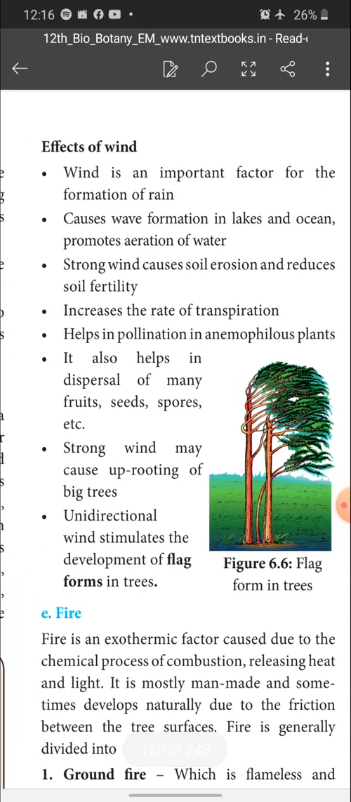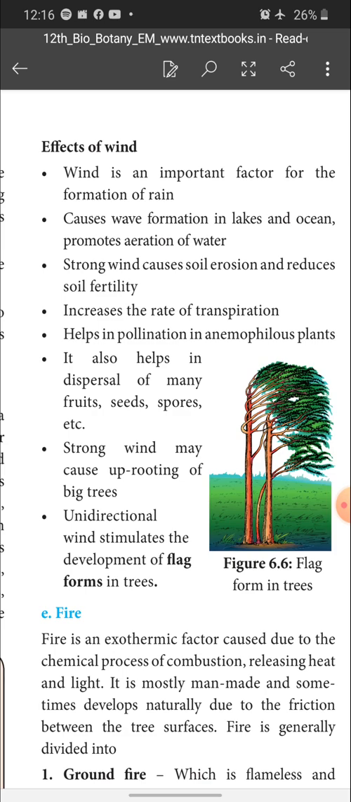Next, effects of wind. It is a 5 mark question you will have. Wind is an important factor for the formation of races. Of course it is correct. It causes wave formation in lakes and oceans and promotes aeration of water. In oceans you will see wave formation. This is due to the effect of what? Wind. This wave formation promotes aeration of water.